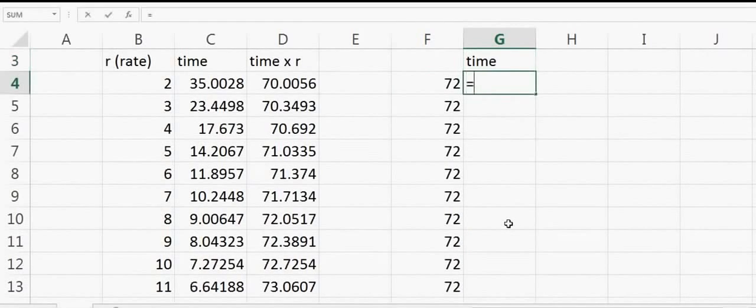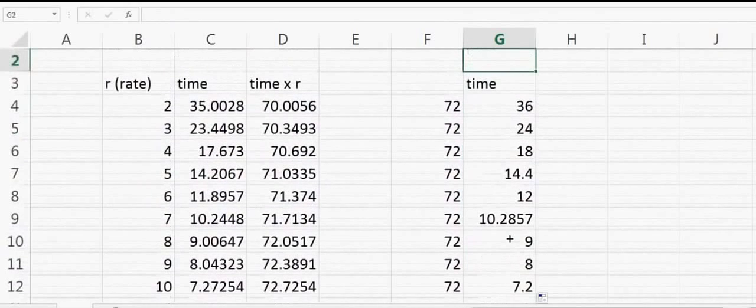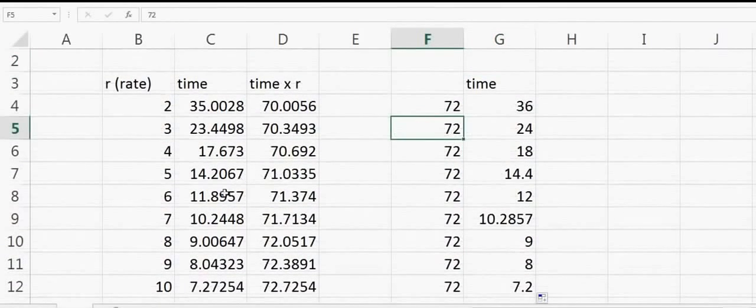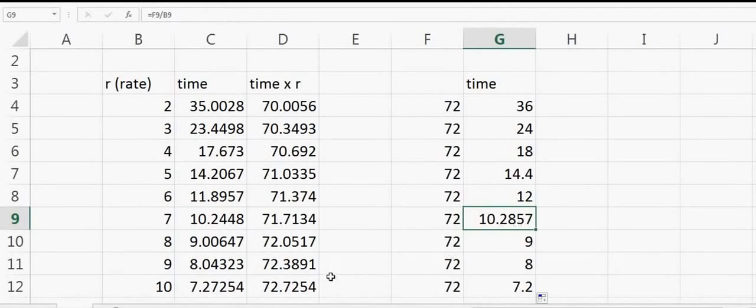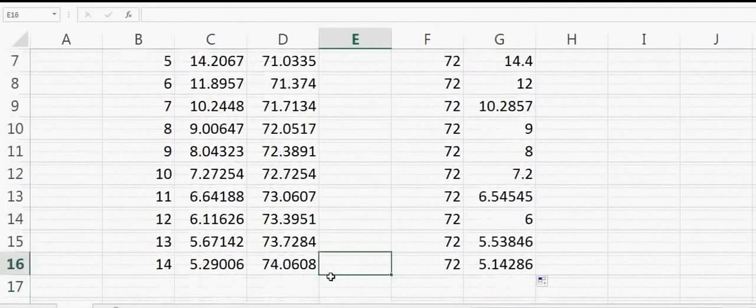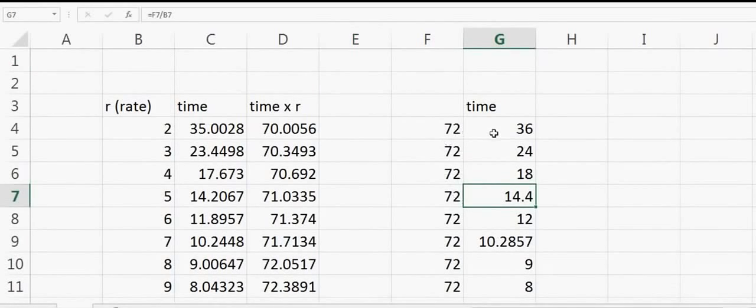Time will be equal to 72 divided by rate. So now you can see that I get numbers which are very close to the actual time it should be. So suppose here it is 11.89, but here I get 12. Here it is 10.244, I get 10.28. So this is a good approximation. Instead of doing this complicated calculation, we can just get an approximation using this trick.